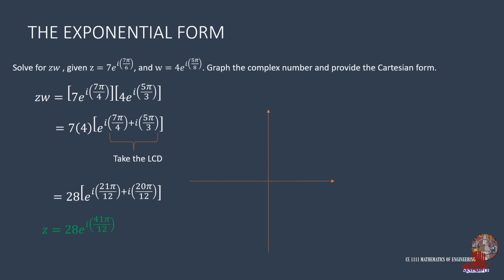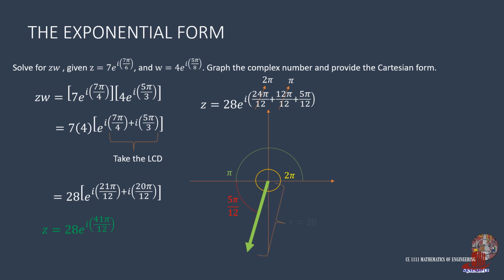These can be graphed in a manner where we break down the argument into revolutions. 41 pi over 12 can be 24 pi over 12, which is 2 pi or 1 revolution. There can also be 12 pi over 12 from the remainder, and that is half a revolution. The remaining part is 5 pi over 12, which locates the vector in the third quadrant, having a 5 pi over 12 angle from the x-axis. It is also noted that the vector has a length of 28 units signified by the modulus.